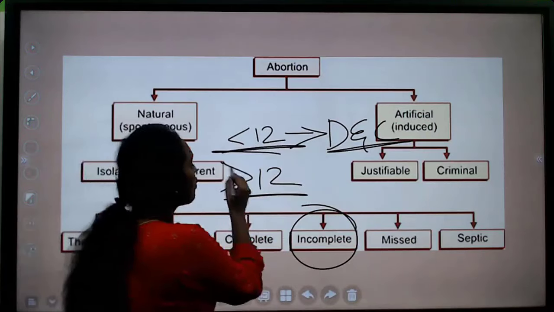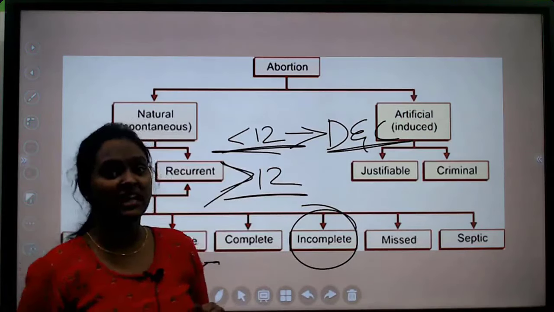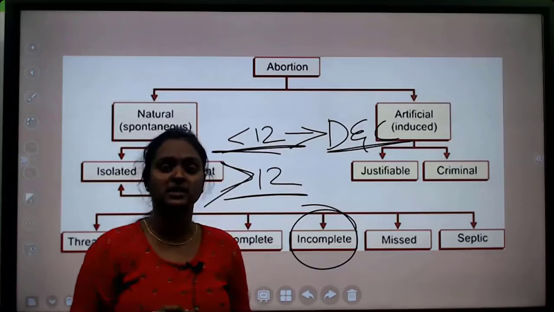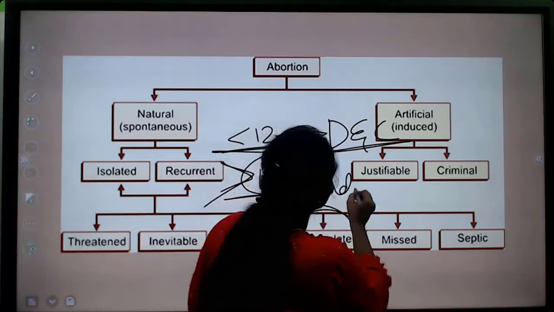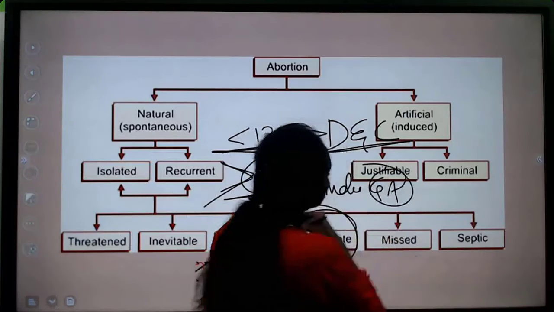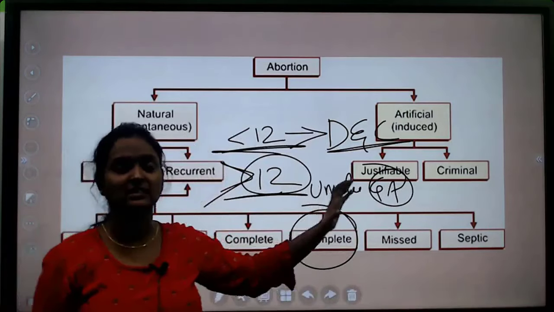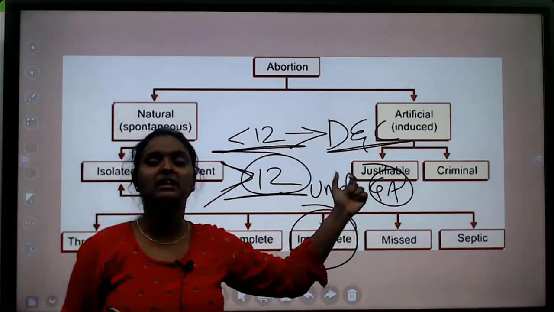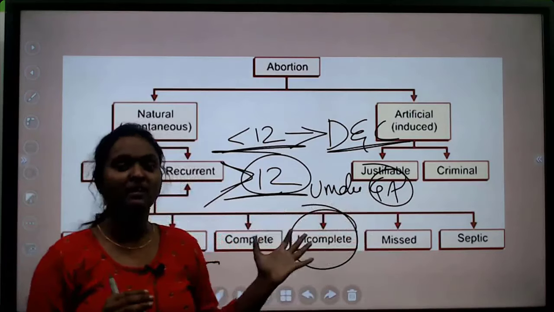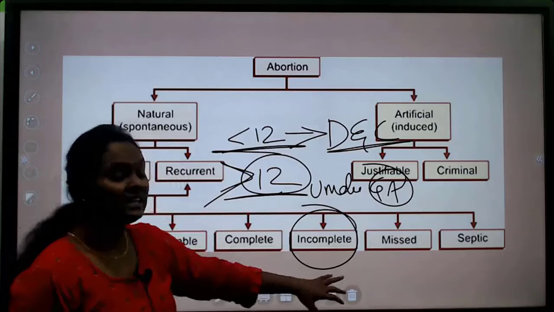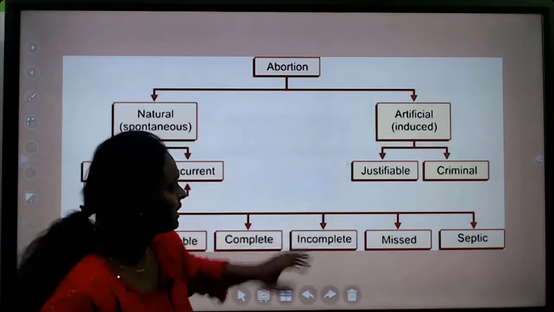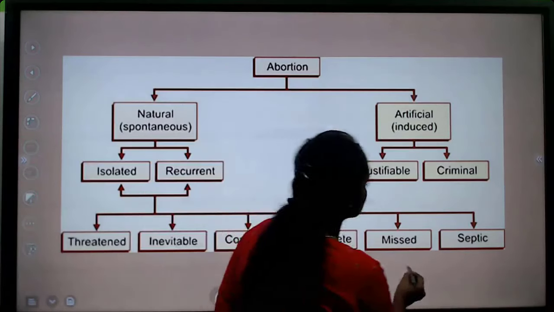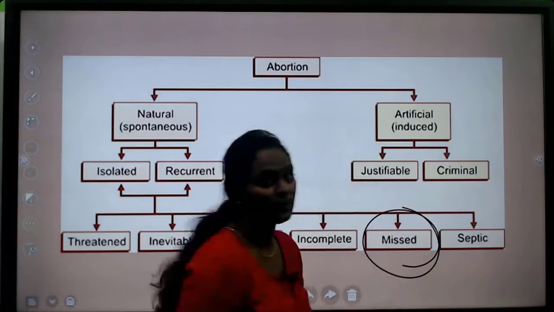When the gestational age is more than 12 weeks, under general anesthesia we clean the uterus to prevent infection. Okay, so that is about the incomplete abortion. And the next one is the missed abortion. Here, what does missed abortion mean?